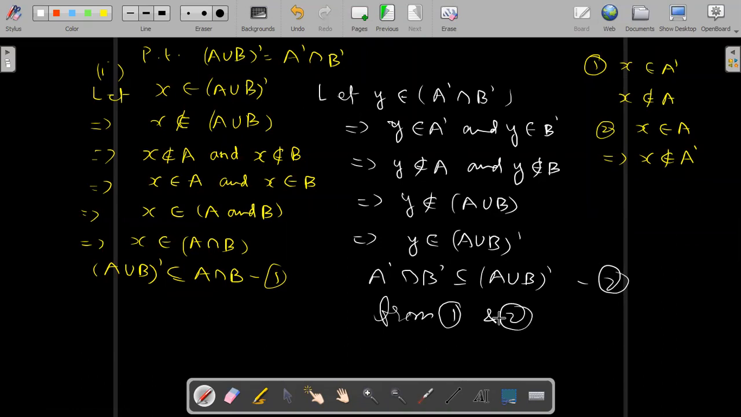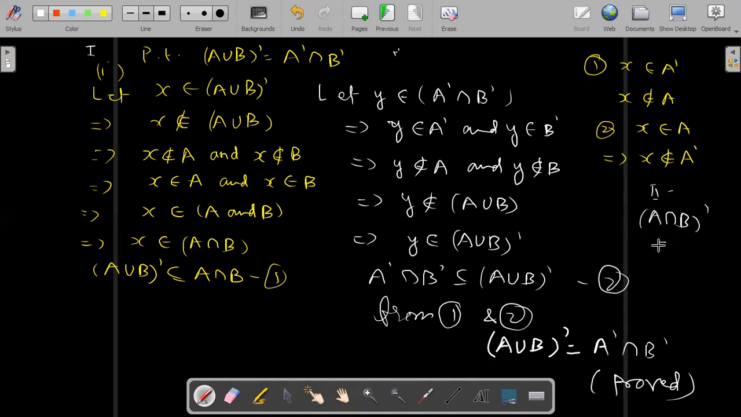From first and second we got the result: A union B complement is equal to A complement intersection B complement, and it is proved. This is the first law I proved. The second part is to prove A intersection B complement is equal to A complement union B complement. Do not get confused; you can do this by yourself in the same way that I did.